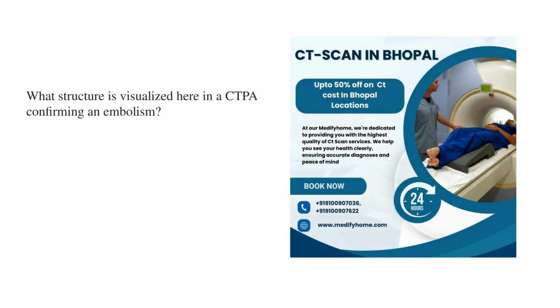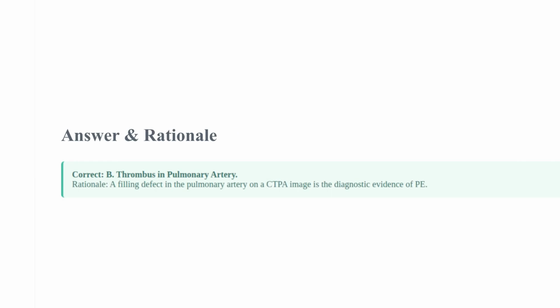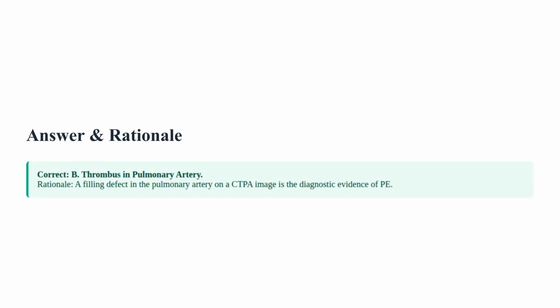What structure is visualized here in a CTPA, confirming an embolism? Is it a pleural effusion, a thrombus in the pulmonary artery, an aortic dissection, or a pneumonia infiltrate? The correct answer is B, thrombus in the pulmonary artery. A filling defect in the pulmonary artery on a CTPA image is the diagnostic evidence of PE.